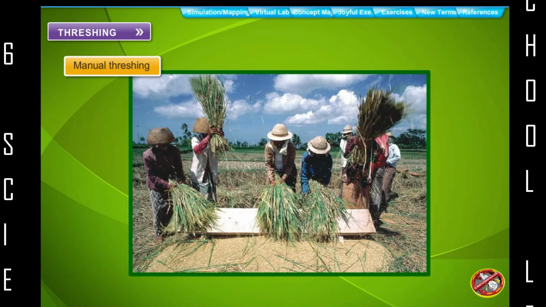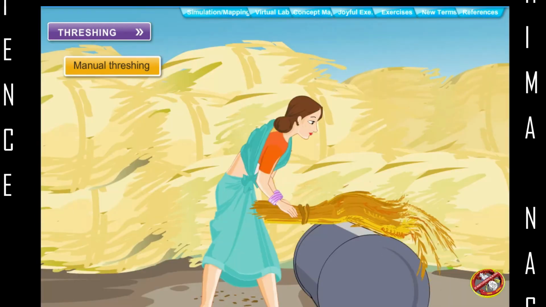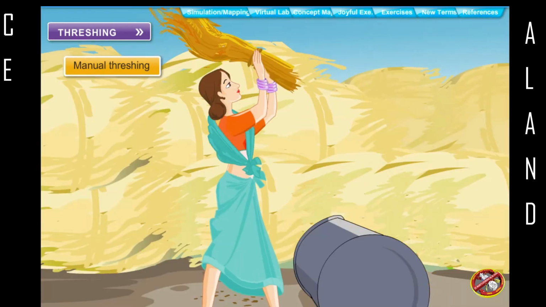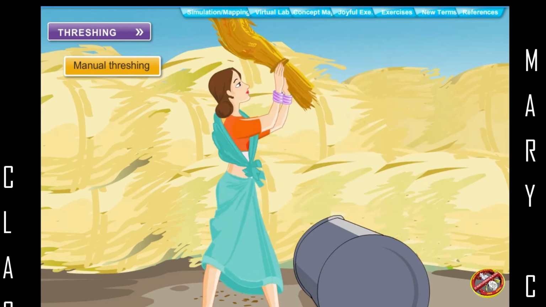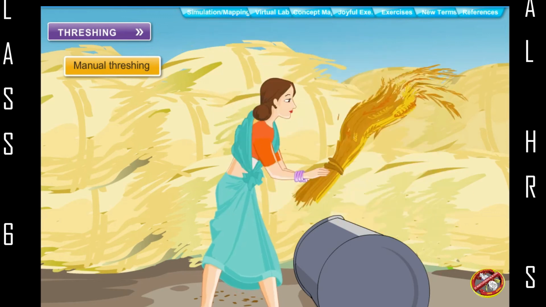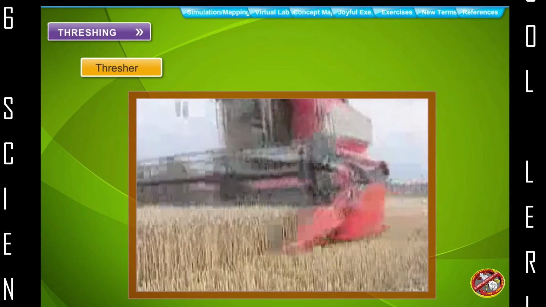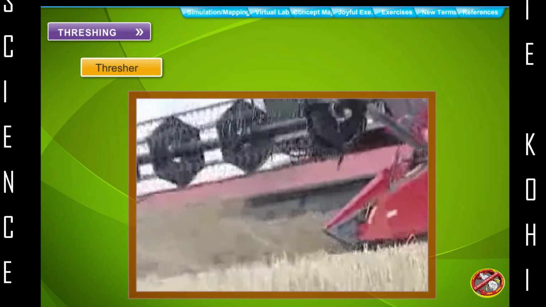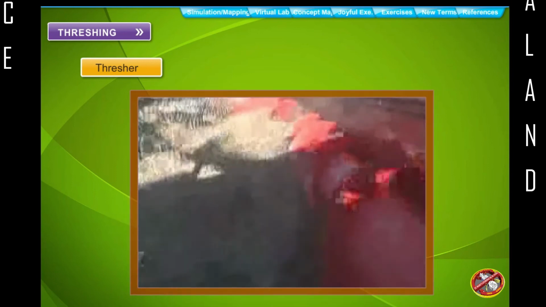In manual threshing, the farmer holds a pile of crop in his hand and hits it against a rock or any hard surface. During this process, the grains separate from the plant. Threshing can be done by a machine called thresher. This machine is used for threshing large quantities. Threshing can also be done by combine harvester.